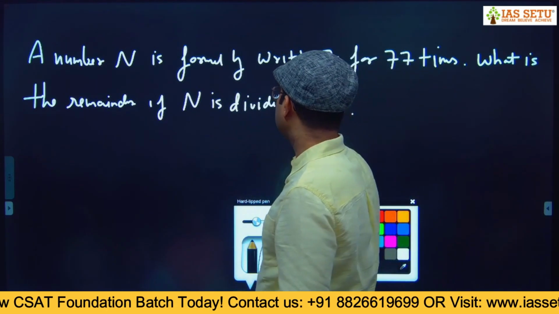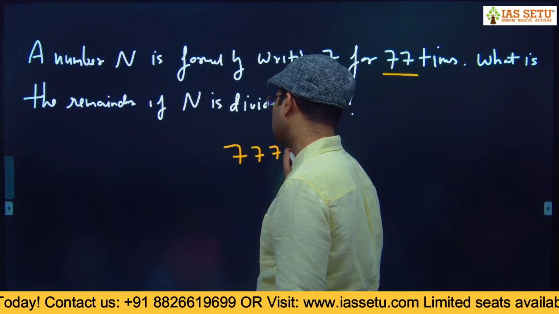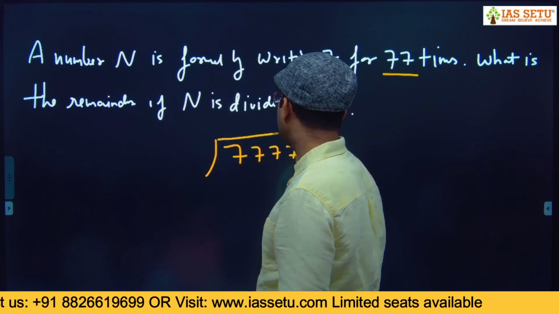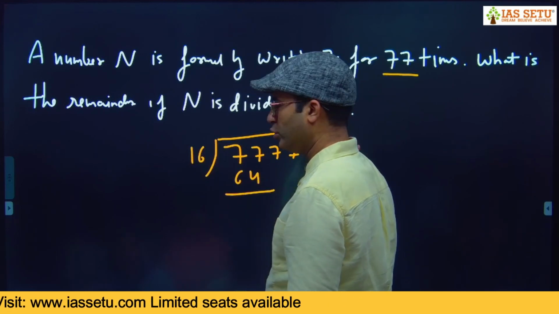So here it is having 7 for 77 times. So the last 4 digits are 7777, and we have to divide it by 16. We are not bothered about the quotient.